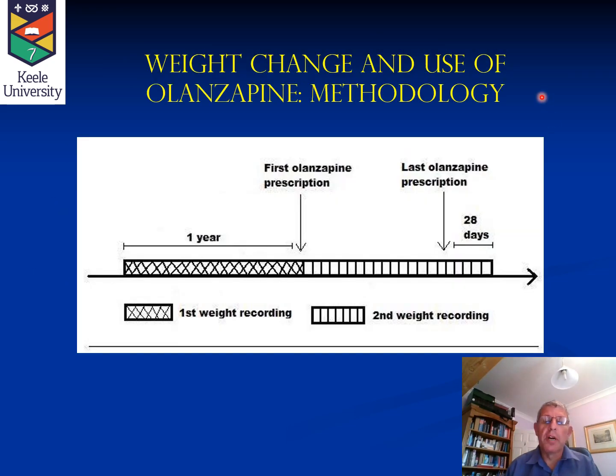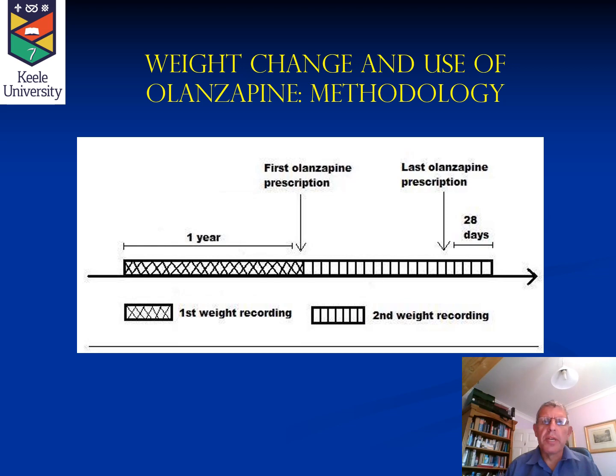This slide shows part of the methodology for the study. So first of all, what we did was find the patients that had olanzapine prescriptions in the database. They had to have at least two, and from this we established the duration. And they also had to have a weight measurement in the year leading up to the first prescription and within 28 days of their final prescription.